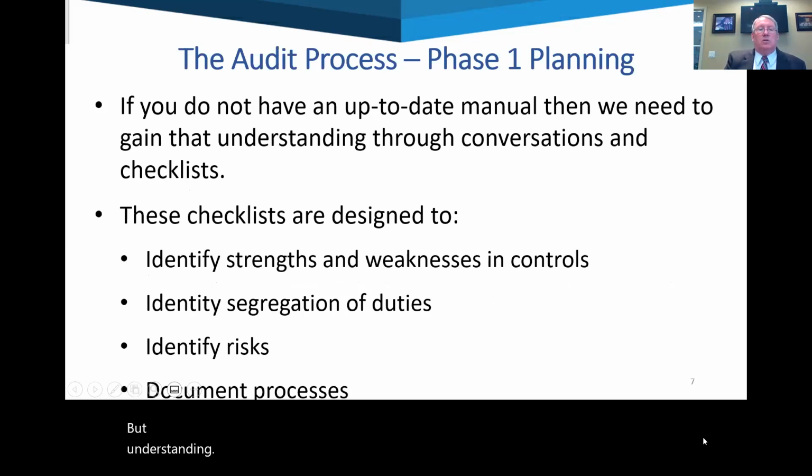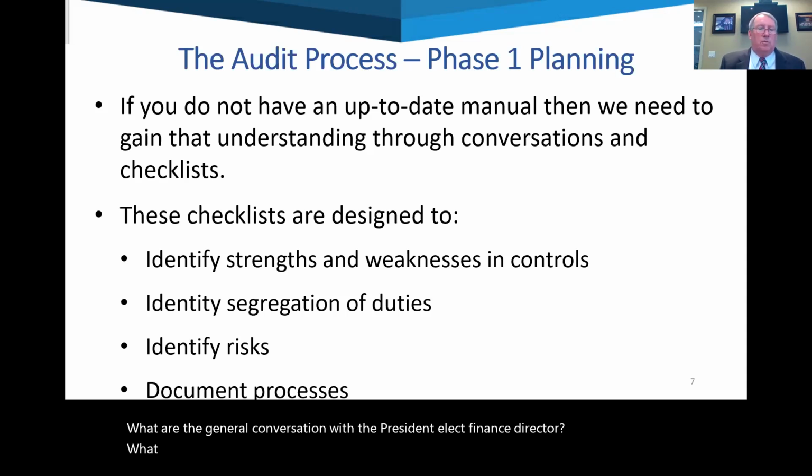All right. So if you don't have a detailed policies and procedures manual, then we need to gain that understanding through conversations and checklists. So normally up front, we do some planning as you go through. We'll have a general conversation, usually with the treasurer, collector, finance director, accountant, just to get a general sense of what happens as we go through. Have there been any changes this year?